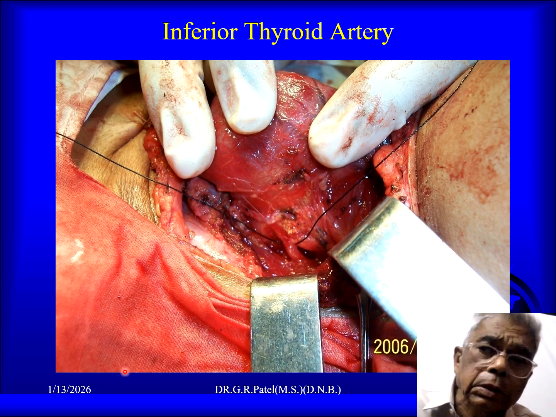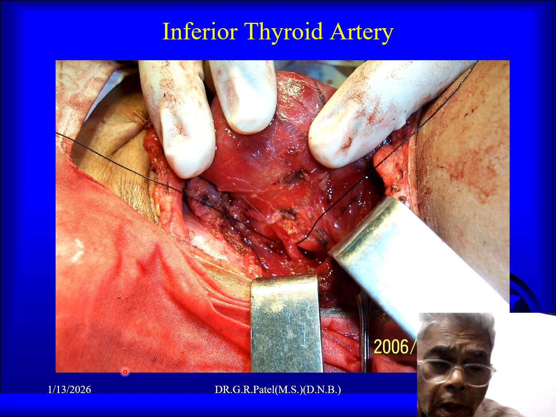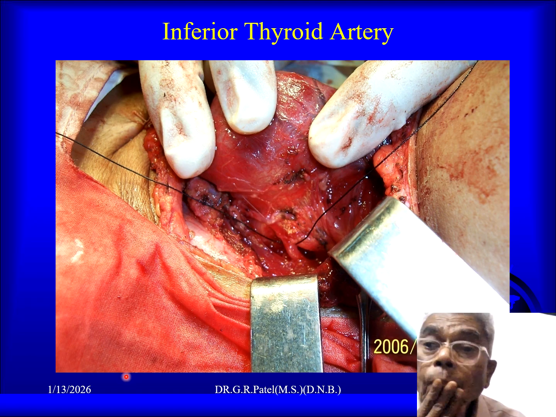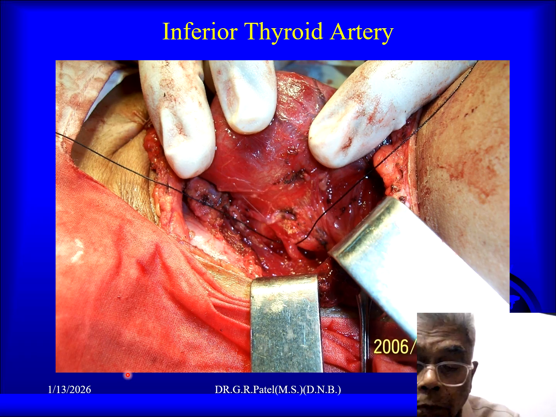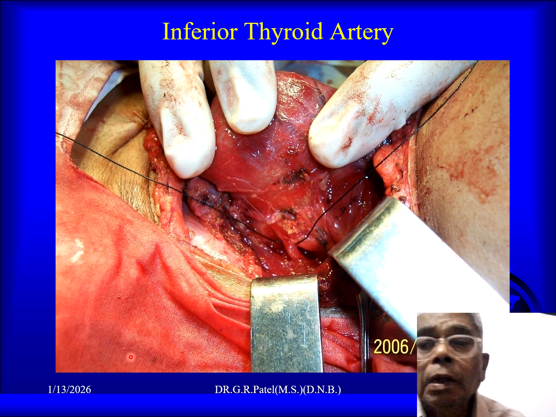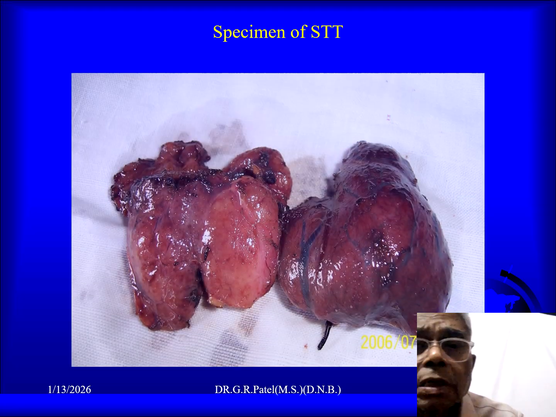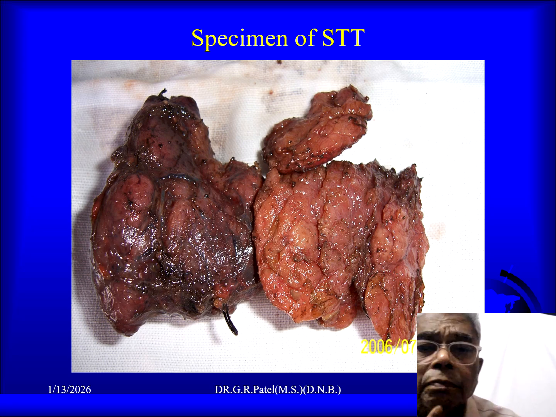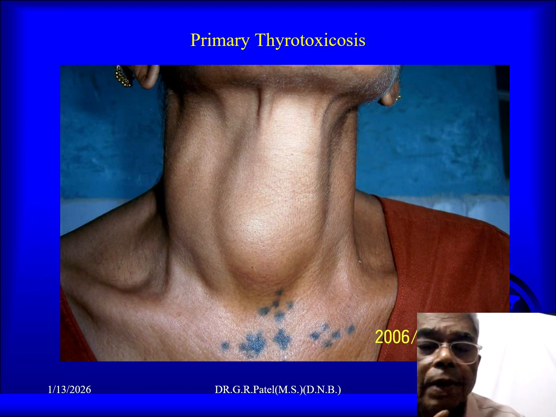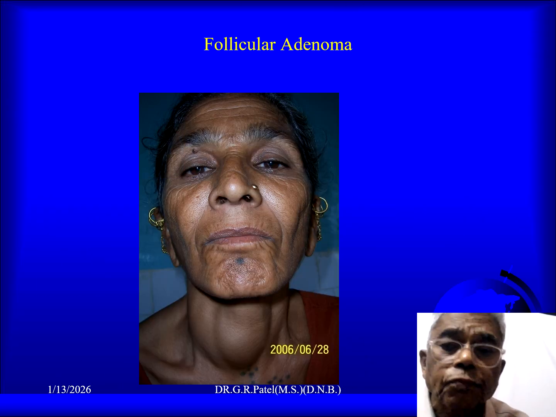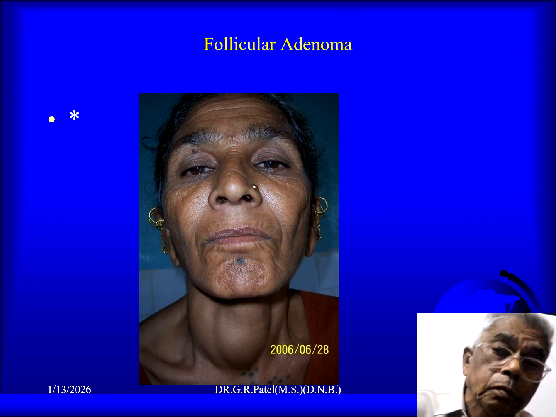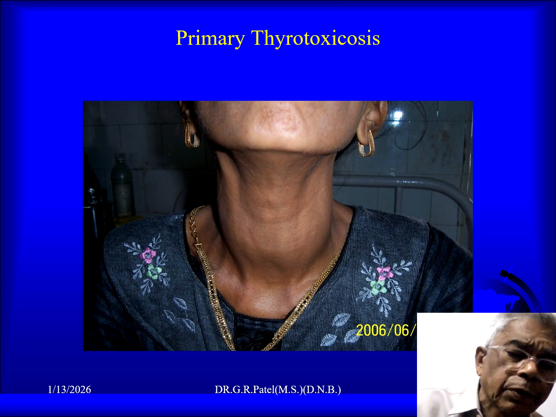Inferior thyroid artery is ligated in continuity to preserve the nerve supply, and to preserve the blood supply of the parathyroid. Inferior thyroid artery is ligated as far away as possible. The specimen of STT, primary thyrotoxicosis. This is follicular adenoma, patient with follicular adenoma, primary thyrotoxicosis.